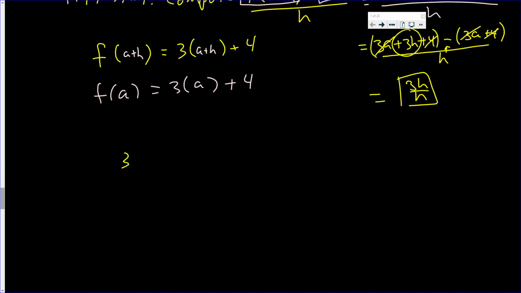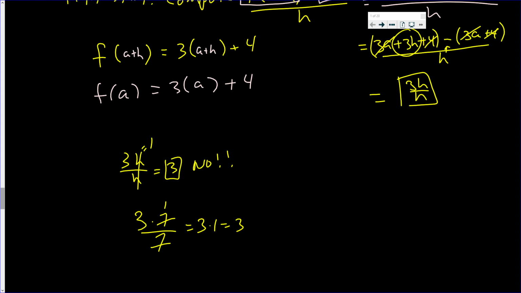A lot of you may say, oh, this is 3. That is not true. No. Your teacher says it is 3? I'm sorry, your teacher is wrong. The book says it's 3? The book's wrong. The only way you get 3 is if h over h is 1. Okay, I agree that 3 times 7 over 7, well, 7 goes into 7 one time, and you get 3 times 1, which is 3. But h over h is not 1.